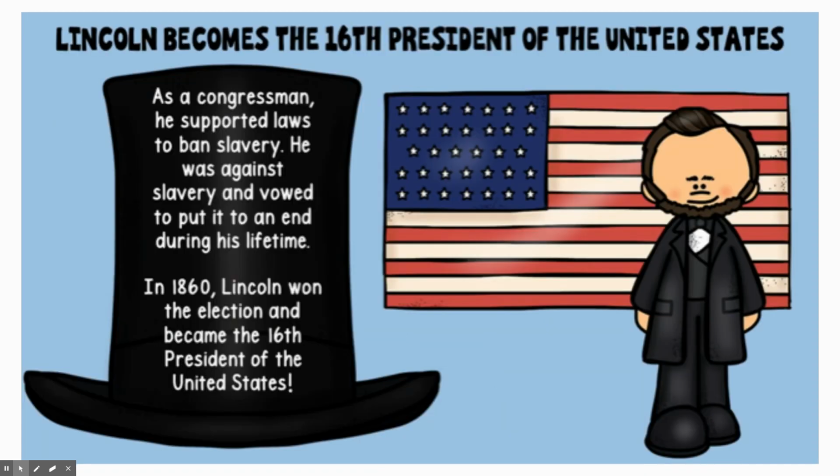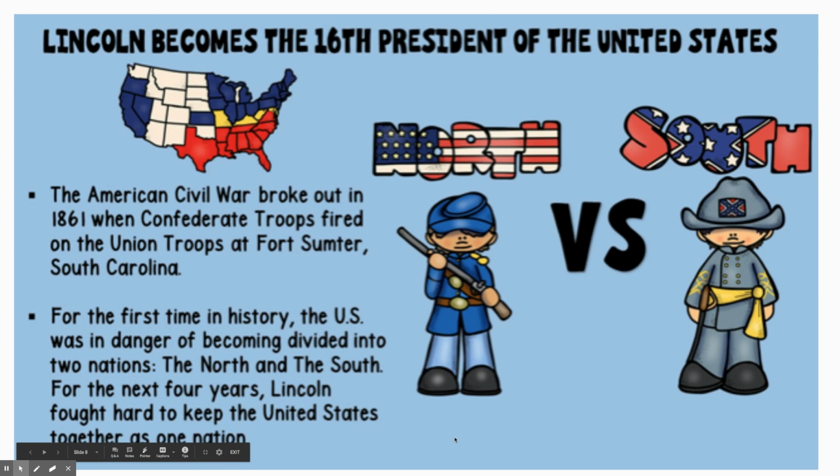Lincoln becomes the 16th President of the United States. As a congressman, he supported laws to ban slavery. He was against slavery and vowed to put it to an end during his lifetime. In 1860, Lincoln won the election and became the 16th President of the United States.